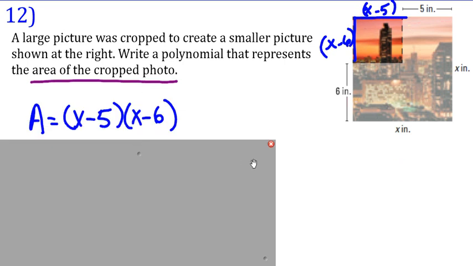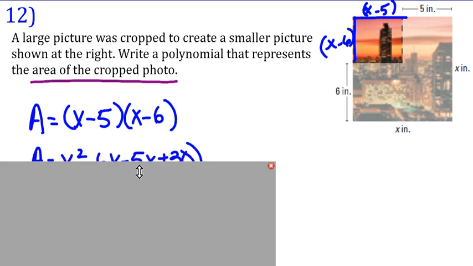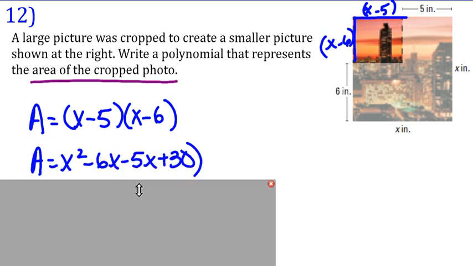So again, thinking about our rules for distribution. Everything from the first has to get distributed to the second. So x times x, x times negative 6. Negative 5 times x, negative 5 times negative 6. And we'll see if we can combine any like terms. You can see here that we have some linear terms we can put together. So we can have x squared minus 11x plus 30.